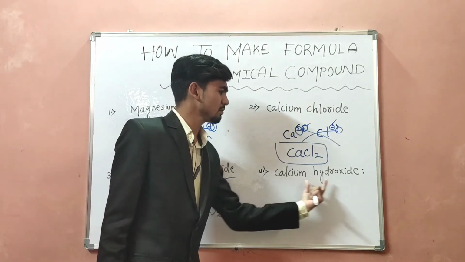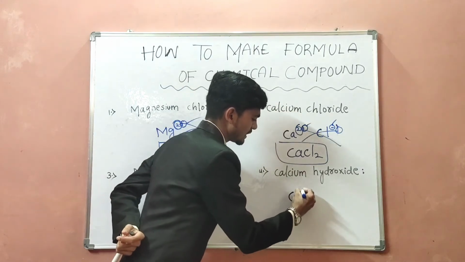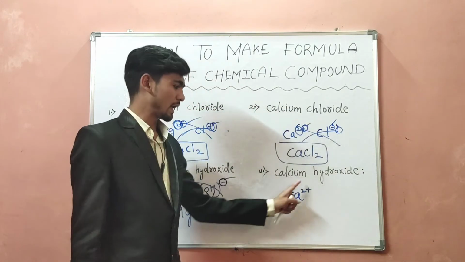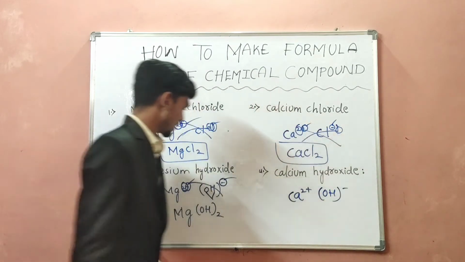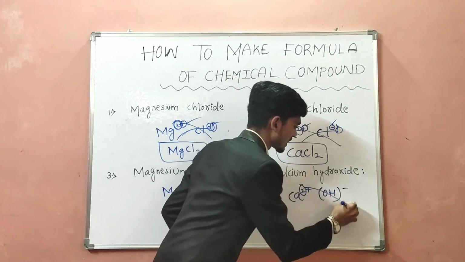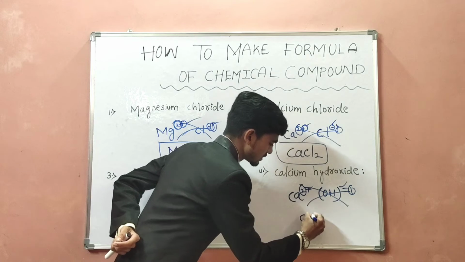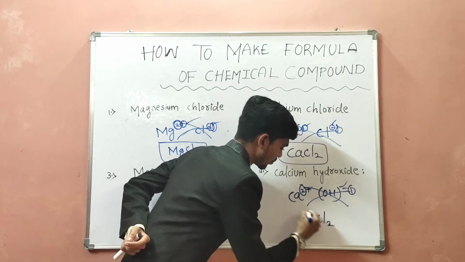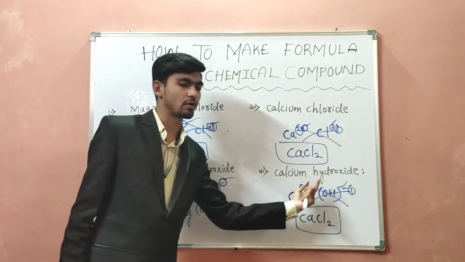Next, the fourth one is calcium hydroxide. We know the ionic formula of calcium is Ca2+ and hydroxide is OH-. Similarly, transpose these powers on opposite sides of the bases and neglect the charge carriers. Then we get Ca(OH)2, the formula of calcium hydroxide.